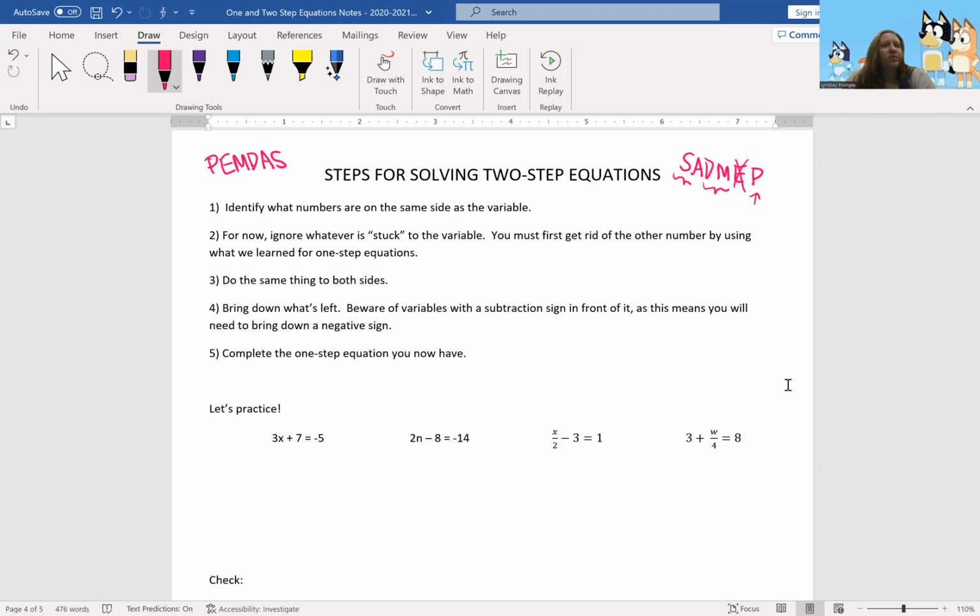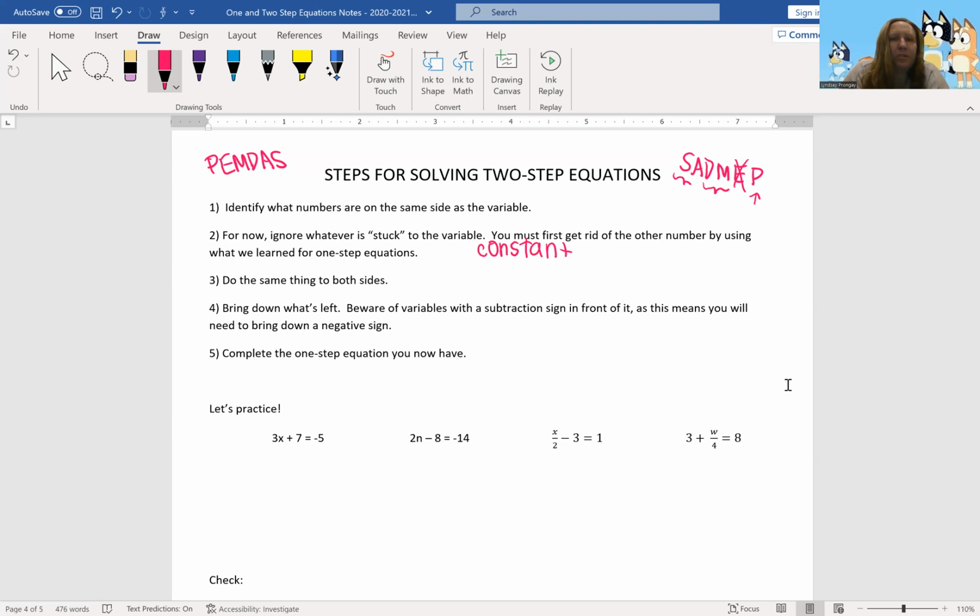We're still going to identify what numbers are on the same side as the variable. Sometimes our variable's on the left side, sometimes it's on the right, but wherever the variable is, those two numbers are the numbers that we need to get rid of. Because we're doing subtraction and addition first, that's the constant. Another way to think about it is that one of those two numbers is really stuck to your variable. Can't touch that one yet. That's the multiplication or division. You have to get rid of the other thing first. We have to get rid of that constant.